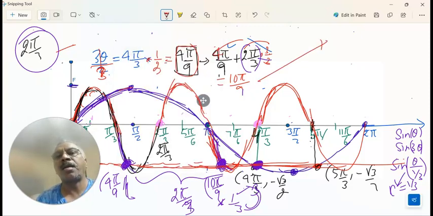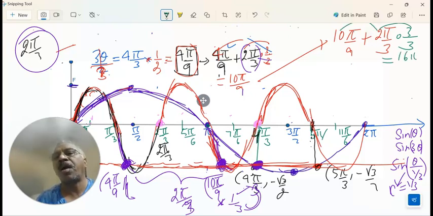we have to add another 10 pi by 9. Now you add another 2 pi by 3. You want to know the next one. So 2 pi by 3. And when you add this, you multiply 3 and 3. And 3 times 2 is 6, and 6 plus 10 is 16 pi by 9.